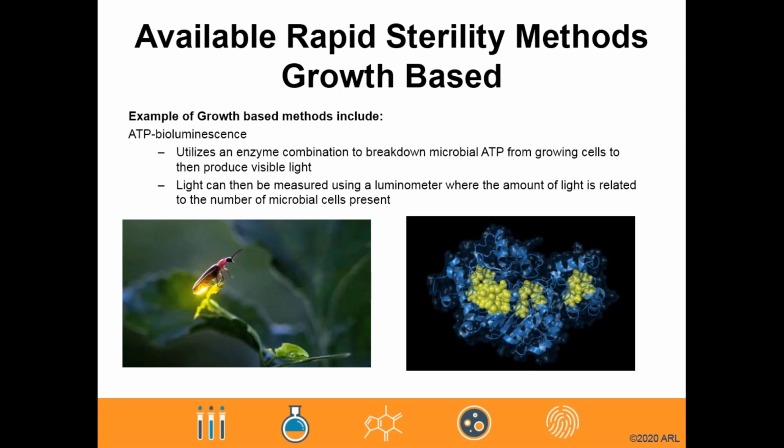This light is then measured using a luminometer, where the amount of light measured is relative to the number of microbial cells present. One of the main drawbacks of this technique is that care must be taken to minimize the presence of non-microbial ATP in a sample, as that can also be detected. The following slides include examples of systems which employ ATP bioluminescence.